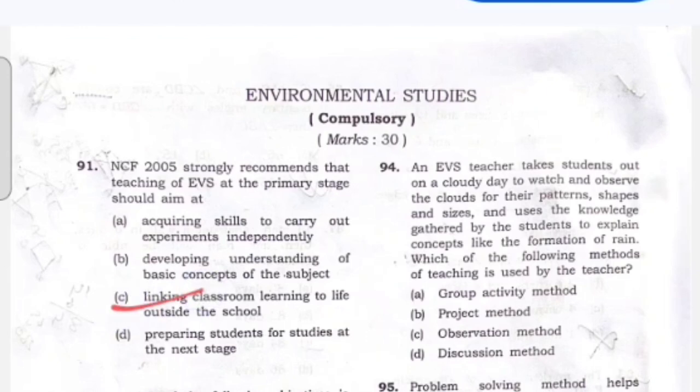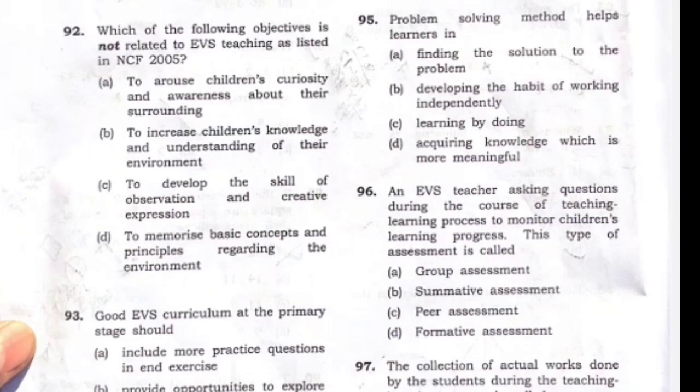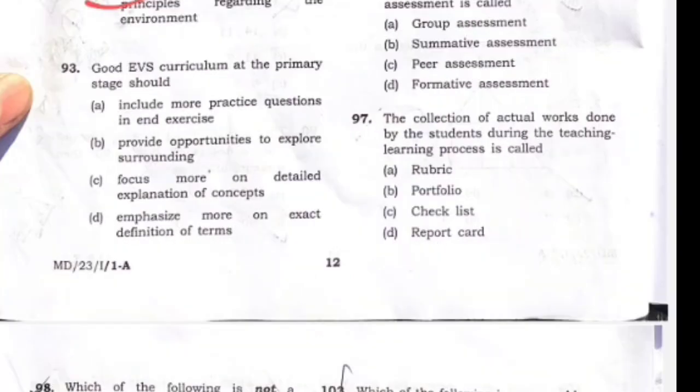So C is the correct answer. 92. Which of the following objectives is not related to EVS teaching as listed in NCF 2005? So here D is the correct answer, to memorize basic concept and principle regarding the environment. So question number 93. A good environmental curriculum at the primary stage should provide opportunities to explore surroundings. So B is the correct answer.